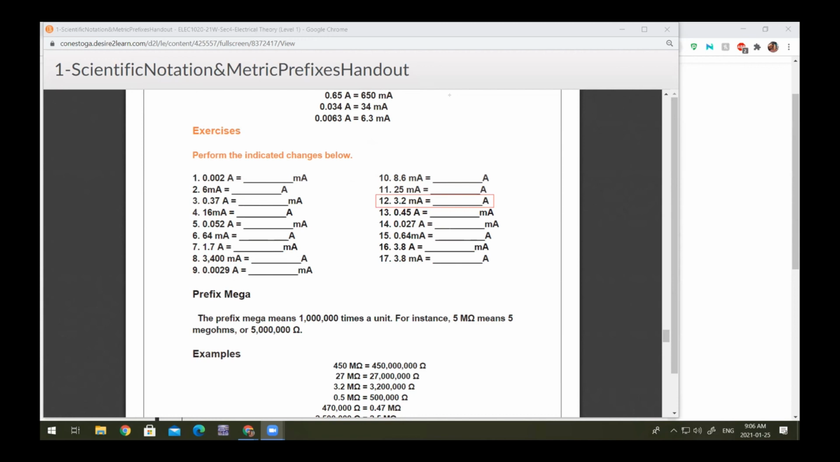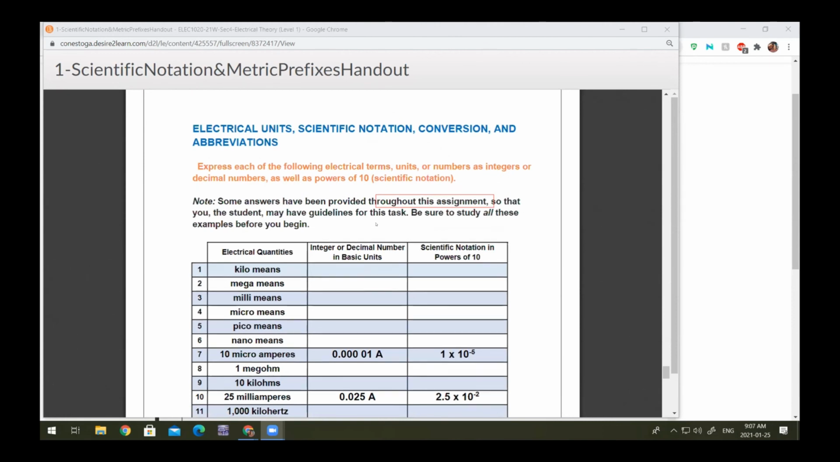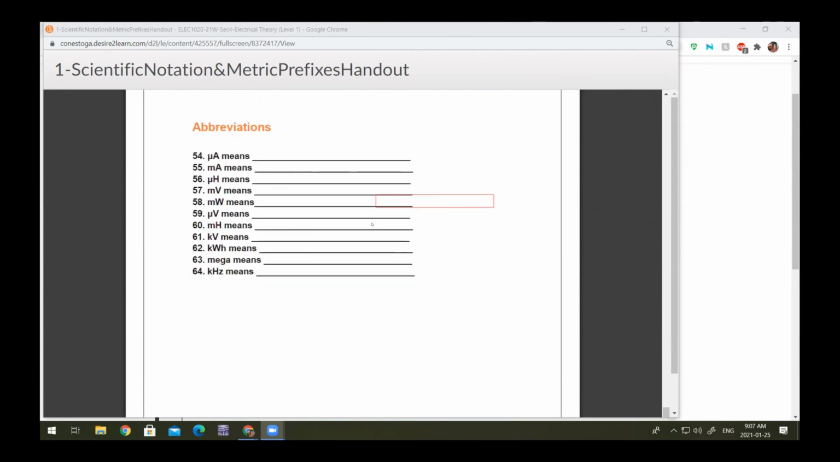Perfect. Thank you so much for being so responsive. That's great. Okay, so let's get moving. Now let's get into transposing equations. You are going to have the time to complete all this in your own time.